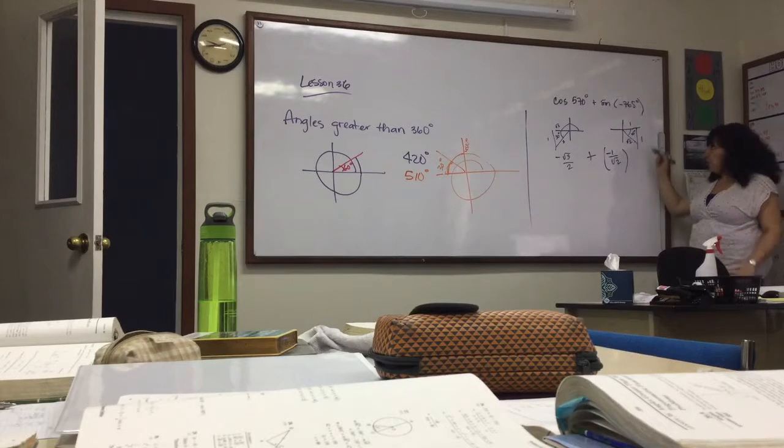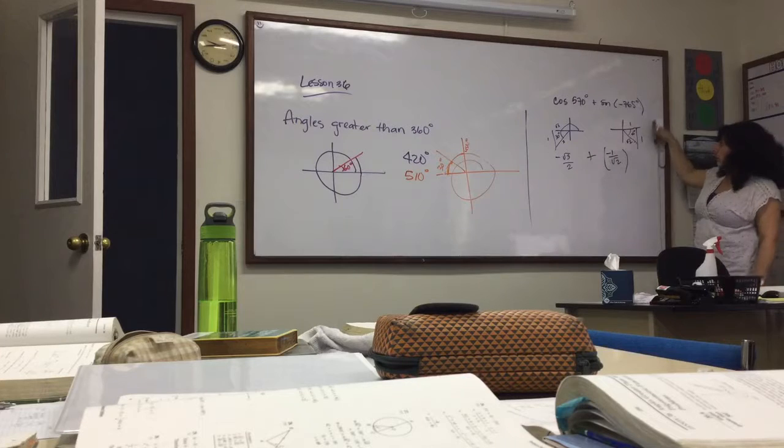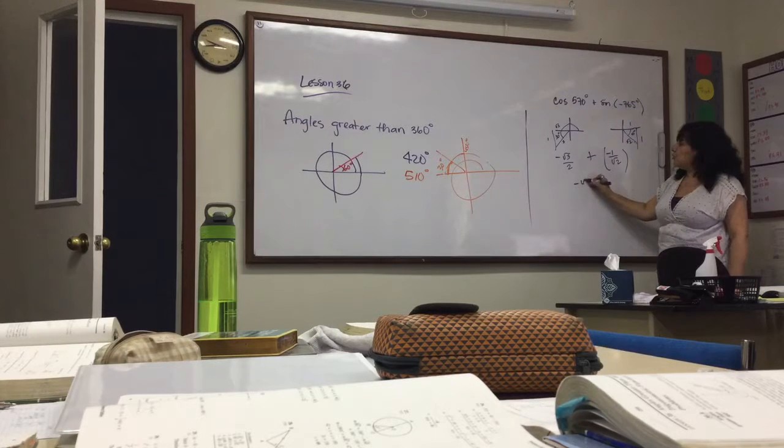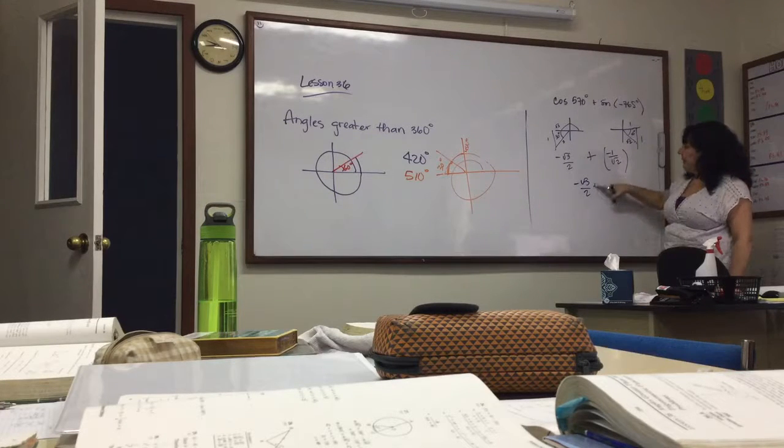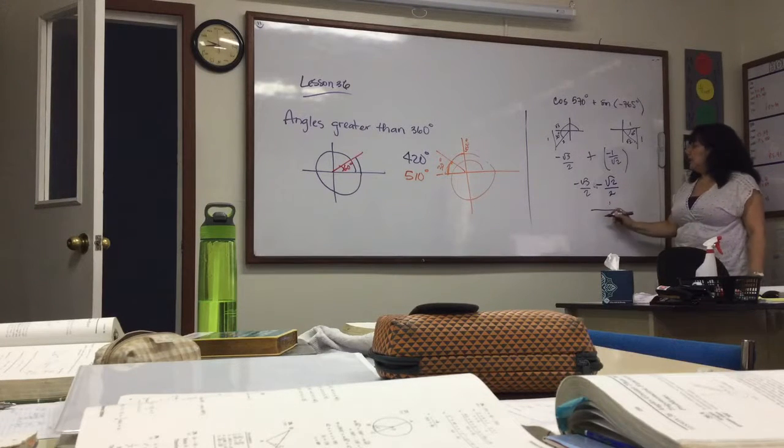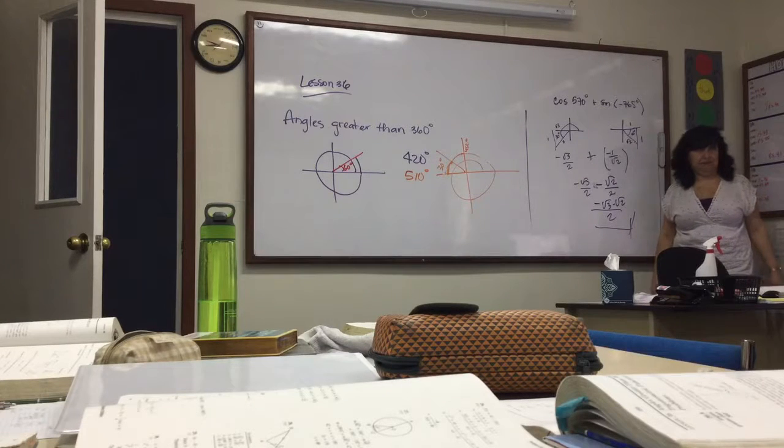Did you understand why it's a negative? Yeah, because it's going down, so it's negative. So it's negative square root of 3 over 2 plus negative square root of 2 over 2. Oh, because that's the same. Yes, so it's negative square root of 3 minus square root of 2 over 2. And that's your answer.